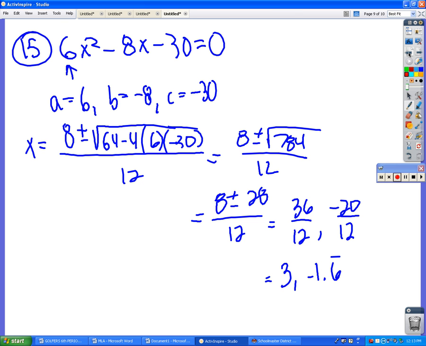Here's your $1 million question that if you answer this correctly, it shows that you understand what we're doing. If I took 3 and plugged it in here for X, what would I get? 0. Nice. Because that's what I'm trying to figure out: what values of X can I plug in here to make this equal 0. So if I plug 3 in there, I would get 0. And if I plug in negative 1.6 repeating, I would also get 0. Nice job.